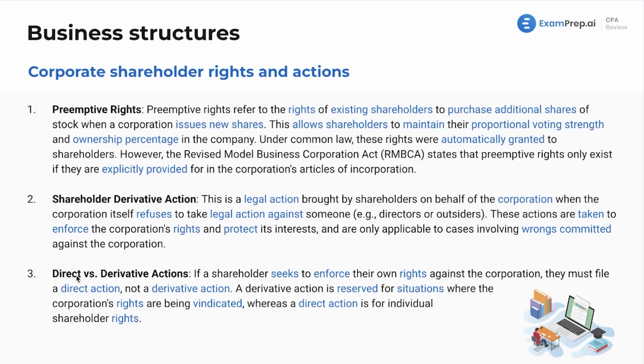And lastly, here we have direct versus derivative actions. If a shareholder seeks to enforce their own rights against the corporation, they're going to have to file a direct action, and that's not a derivative action. A derivative action is reserved for situations where the corporation's rights are being vindicated, whereas a direct action is for an individual shareholder's rights. These are kind of just general things to know, not like you're going to be tested on these exactly, but just kind of paint a picture of what your rights are within an organization.